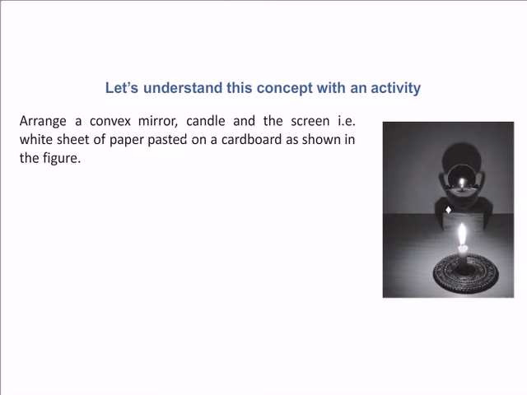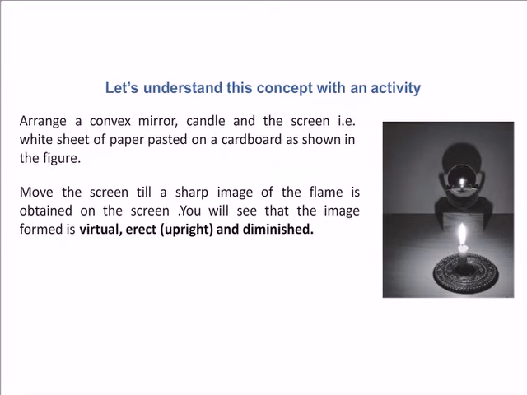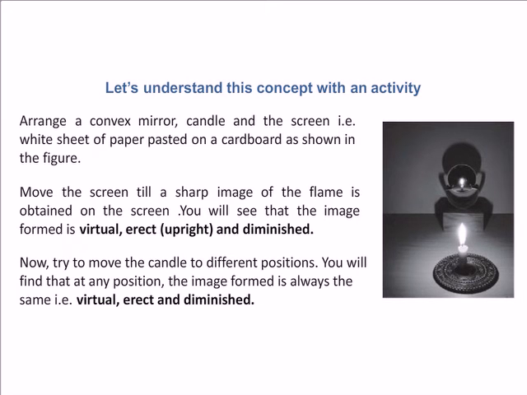Let's understand this concept with a simple activity. Arrange a convex mirror, candle and the screen, that is, a white sheet of paper pasted on a cardboard, as shown in the figure. Move the screen till a sharp image of the flame is obtained. You will see that the image formed is virtual, erect and diminished. Now try to move the candle to different positions. You will find that at any position, the image formed is always the same, that is, virtual, erect and diminished.